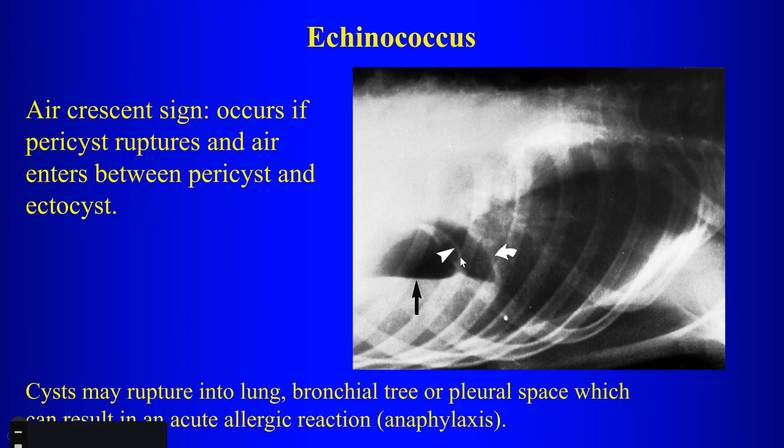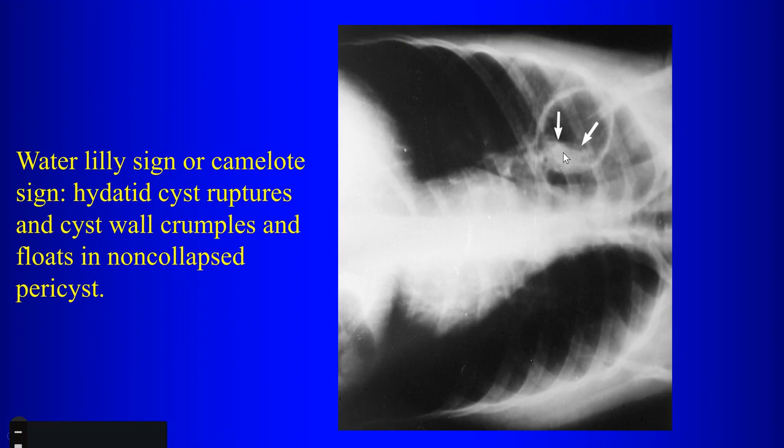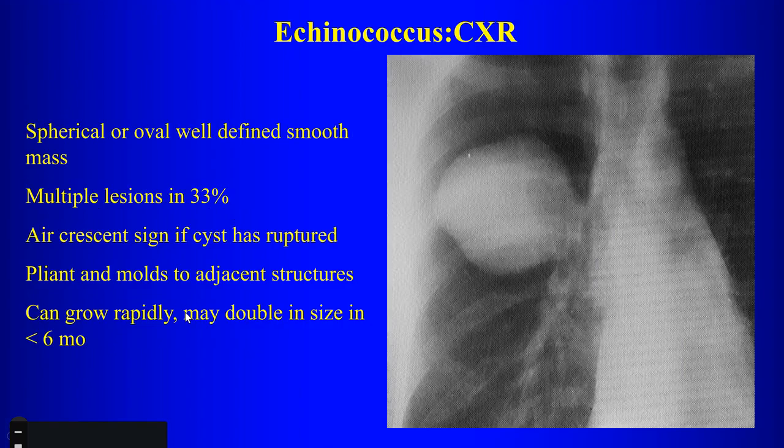So here's the decubitus view showing you the air fluid level and the different layers of the cyst wall. So that air crescent sign, this can also give you an air crescent sign when it ruptures as the air gets in there between the layers of the wall. And here's it floating around in the dependent portion, that's called the water lily sign or camalote sign. So it's a sign of a ruptured hydatid cyst, that peculiar appearance of stuff floating around in the dependent portion of the cyst.